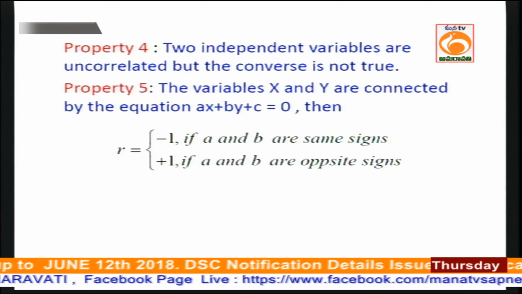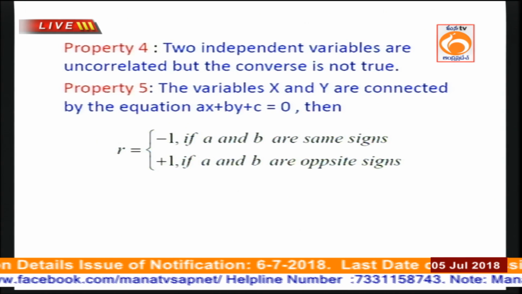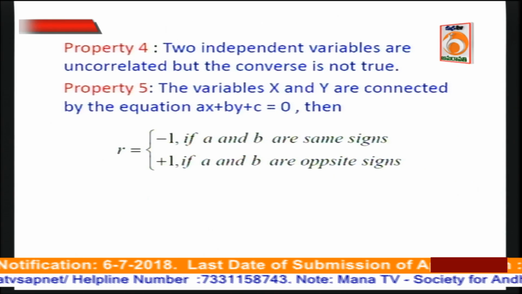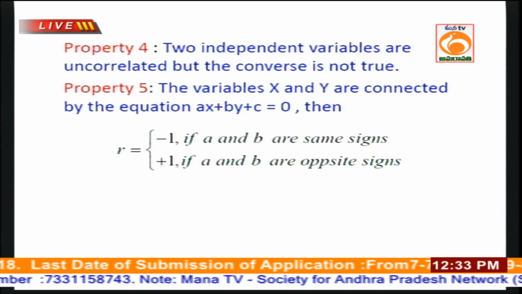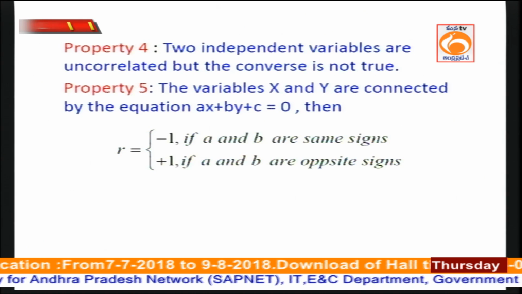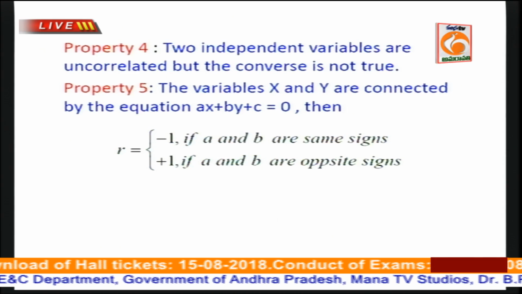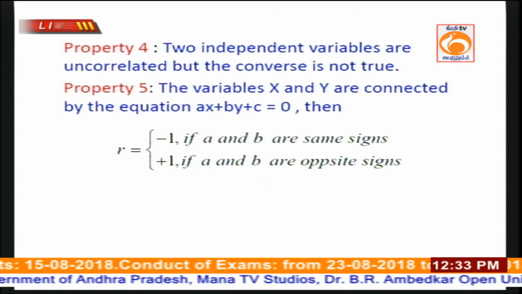Once again, if x and y are independent variables, then the correlation coefficient between x and y is 0, but the converse is not true. That means if R of x comma y is 0, then x and y may not be independent.